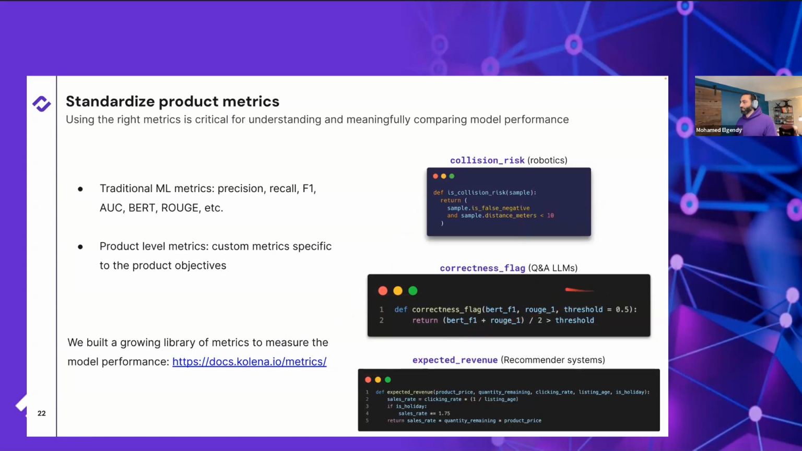So correctness flag is one of those good examples for Q&A for LLMs. Collision risk for robotics. We'll talk about it in the next slides, but I'll skip it for now.